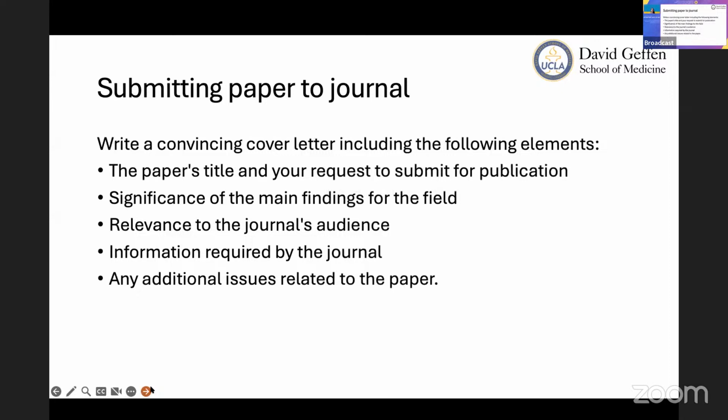And then there needs to be a cover letter for every scientific writing that you do. The cover letter should have the paper's title, what the significant main findings of the research are, and how it is significant to the field. What is relevant to the journal's audience, information required by the journal, and any additional issues related to the paper.